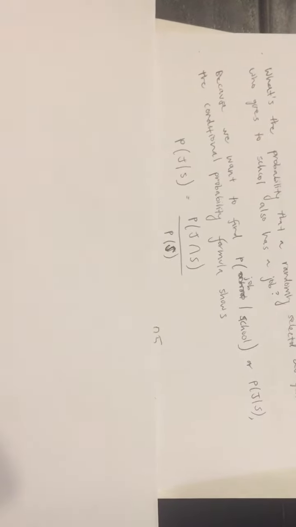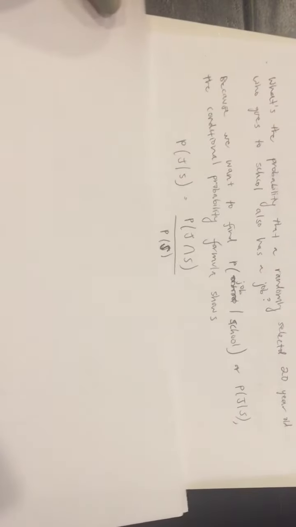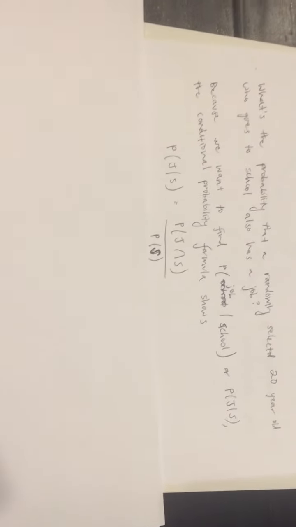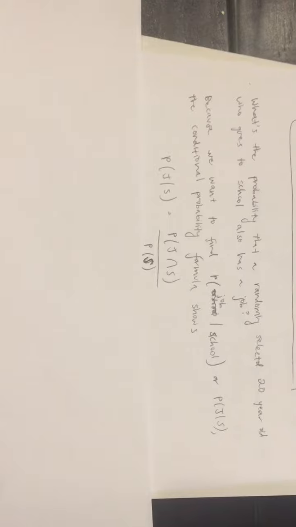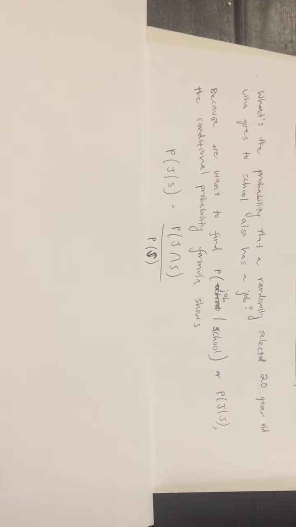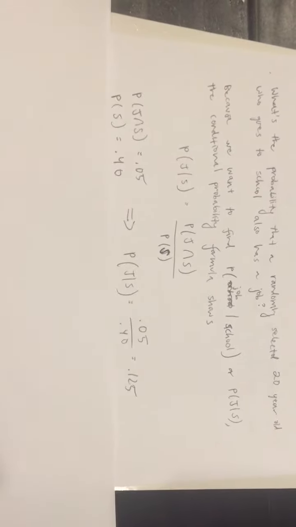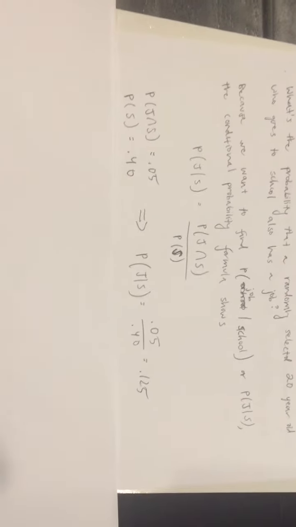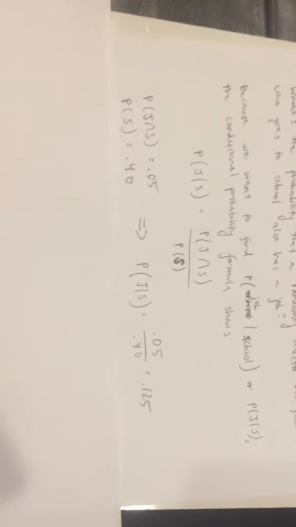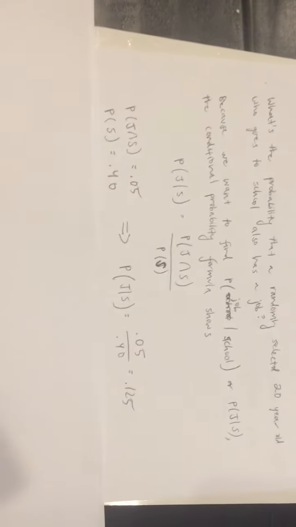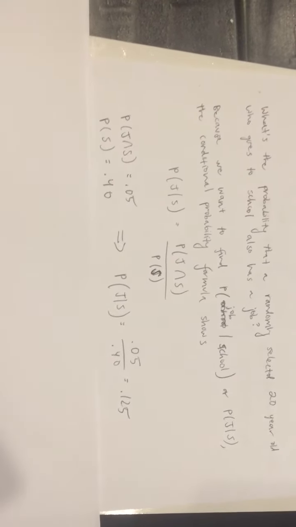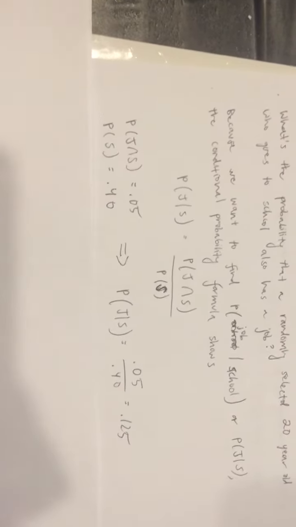Okay, so the formula is, the probability of having a job given that you go to school is the probability of having a job and going to school over the probability of going to school. And this is how you would solve the problem. The probability of having a job and going to school is 0.05, as we mentioned above, in the middle right there. And the probability of going to school is 0.4.